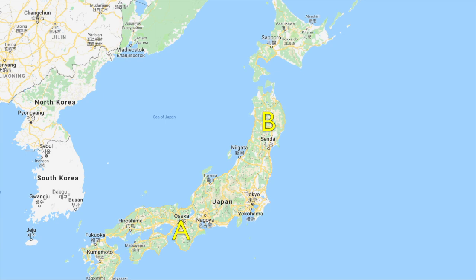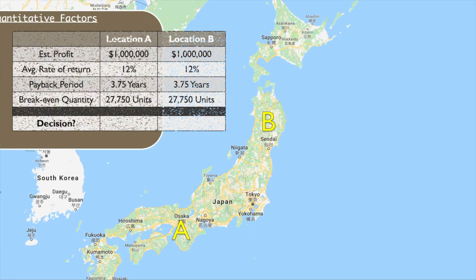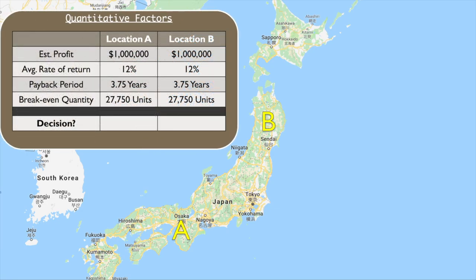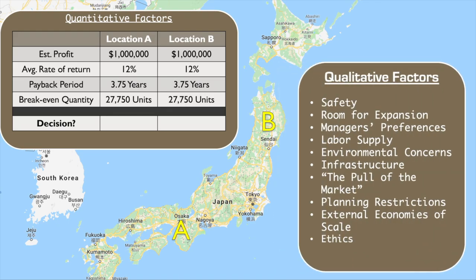Well, clearly we have our quantitative numbers, and let's look at it. Location A and location B. We have so precisely scouted the locations that everything is completely equal. We expect the same profit, same investment appraisal, same break-even quantity. So how are we going to make a decision in this case? Well, this is when we bring in qualitative factors. And there are quite a few to consider, but qualitative factors are very important to consider for determining our optimal location. Let's walk through them real quick.